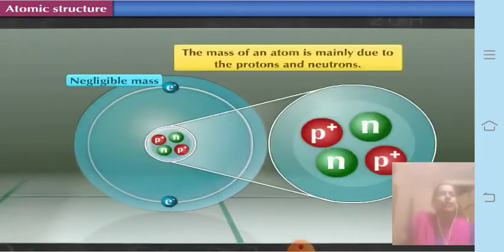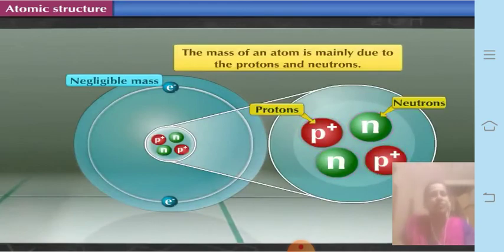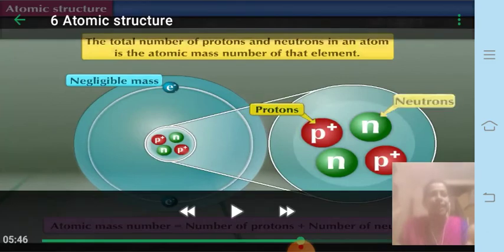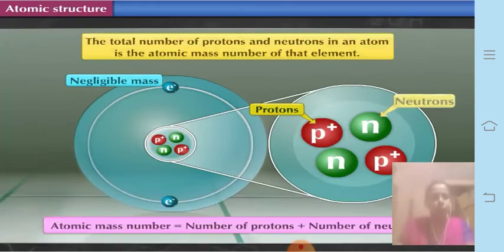Electrons have a negligible mass, so we cannot consider the mass of the electrons. We can only consider the mass of the protons and the mass of the neutrons. So we can say the atomic mass is nothing but the total number of protons and neutrons in an atom, which is the atomic mass number of that element.